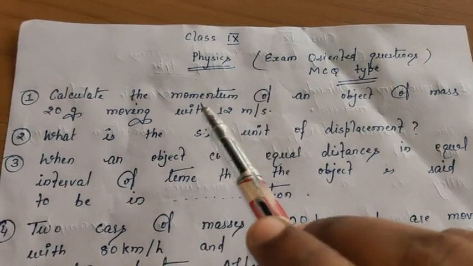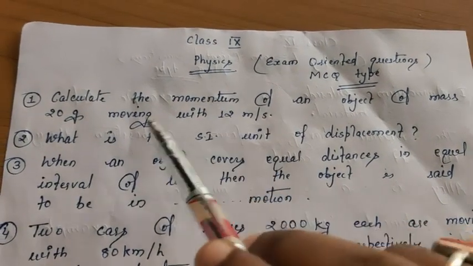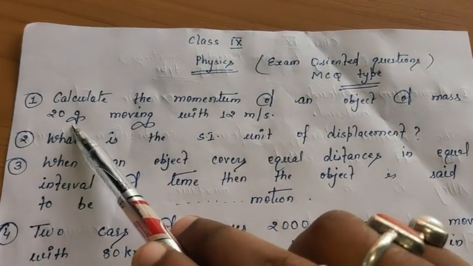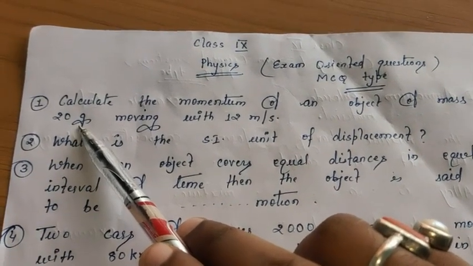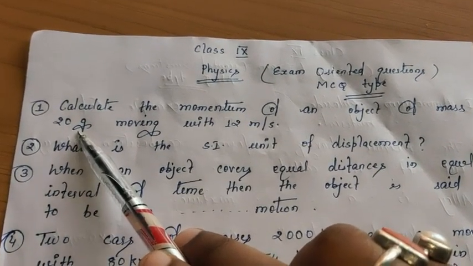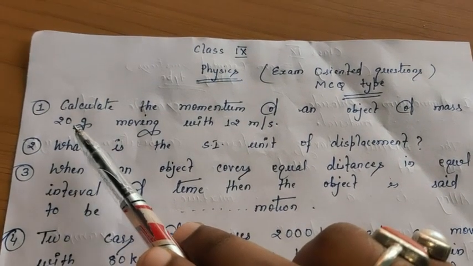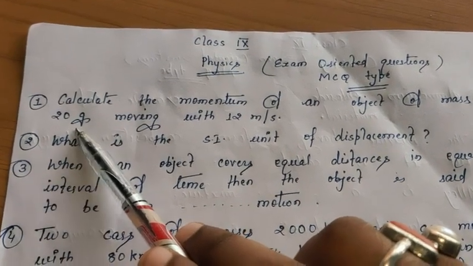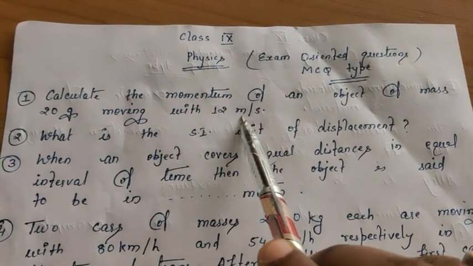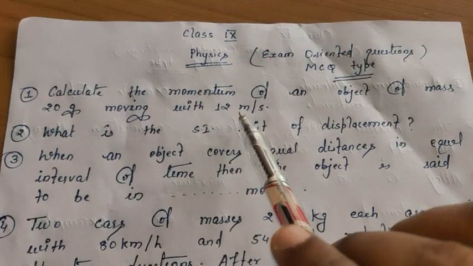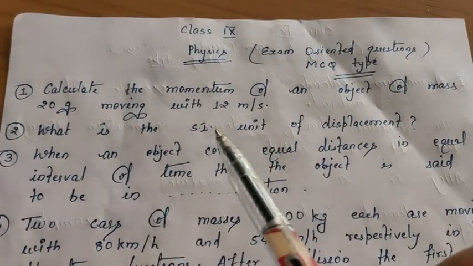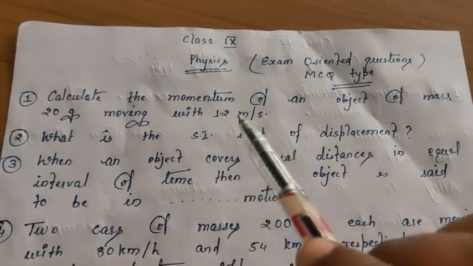In this question, first of all you have to write the value for mass in kilogram. So gram should be converted into kilogram first by dividing it by 1000 or multiplying it by 10 to the power minus 3, and the velocity is given, 12 meter per second. So mass is given, velocity is given, you have to calculate momentum. You know the formula, that is P is equal to mv.